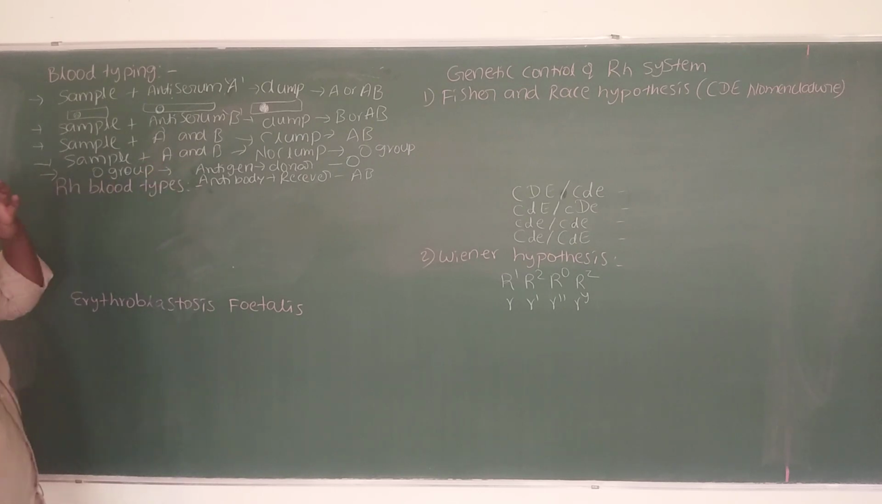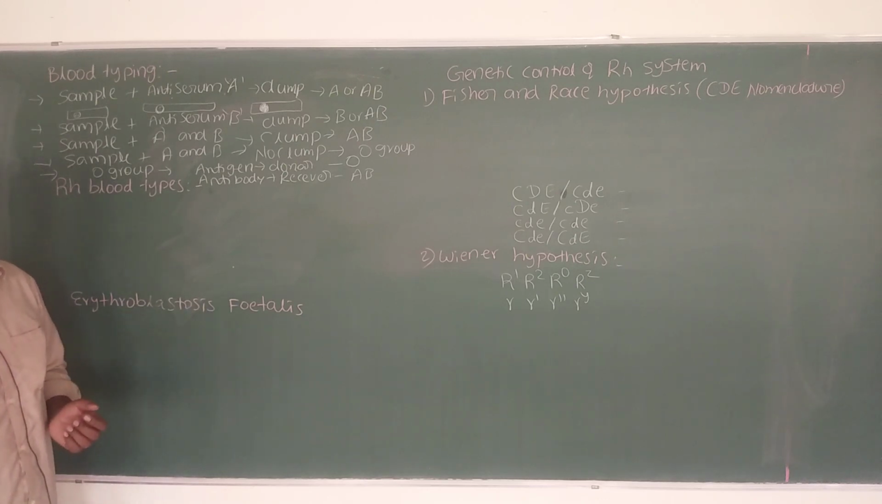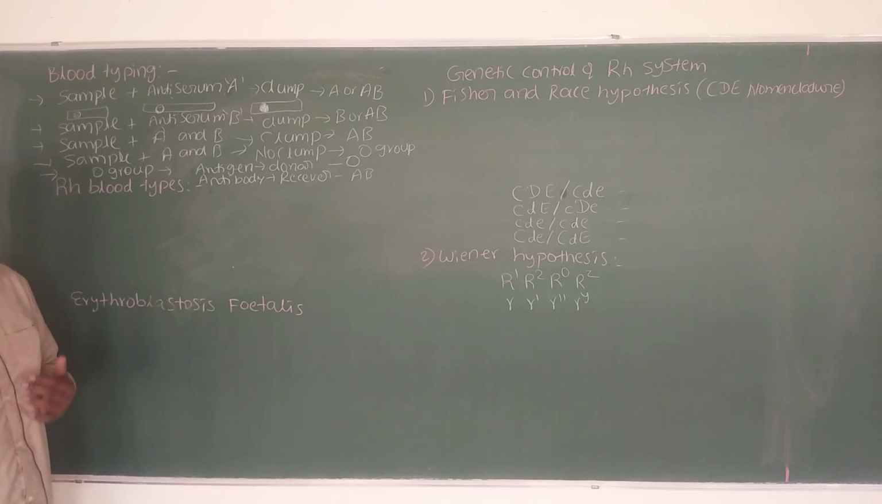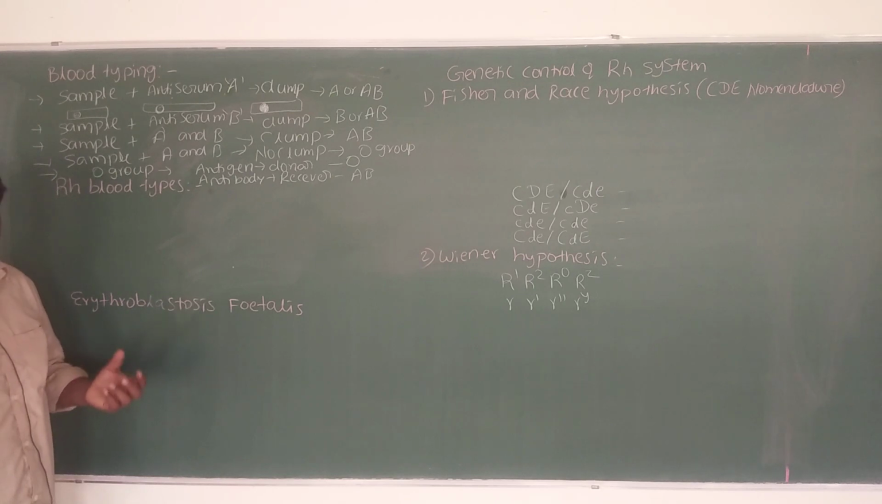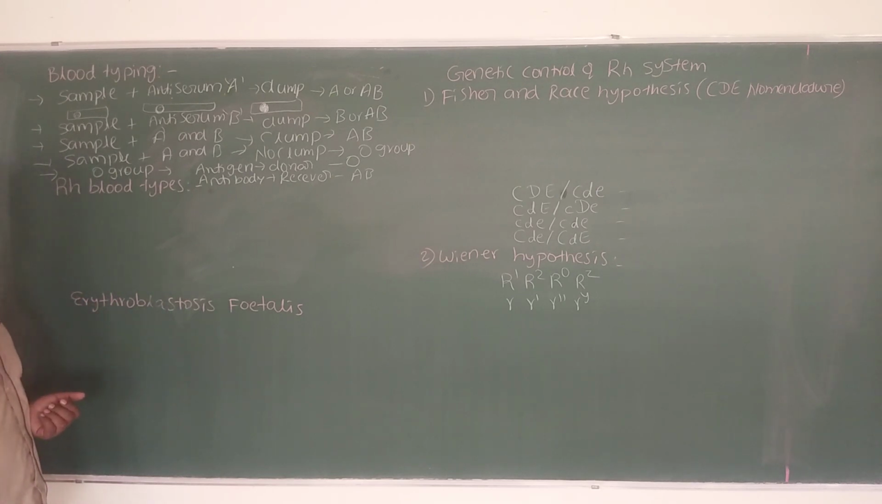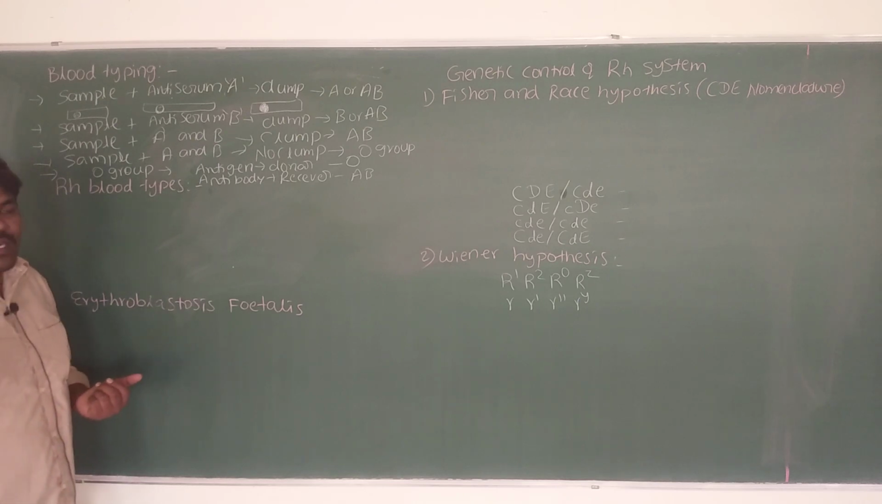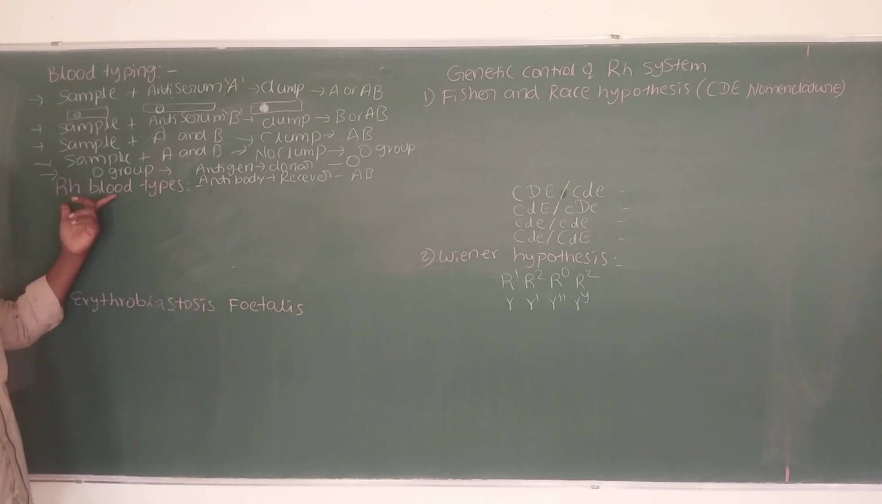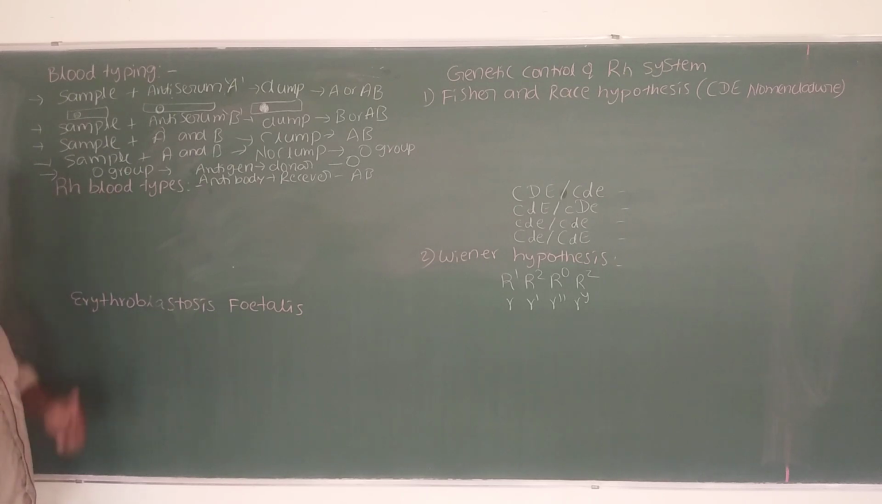Then after completion of blood typing, we should discuss the Rh blood types. Apart from the A, B, AB, O blood groups, we may have heard these words: A positive, A negative, B positive, B negative, AB positive, AB negative, O positive, O negative. What is positive and what is negative, we can understand after the discussion of Rh blood types.